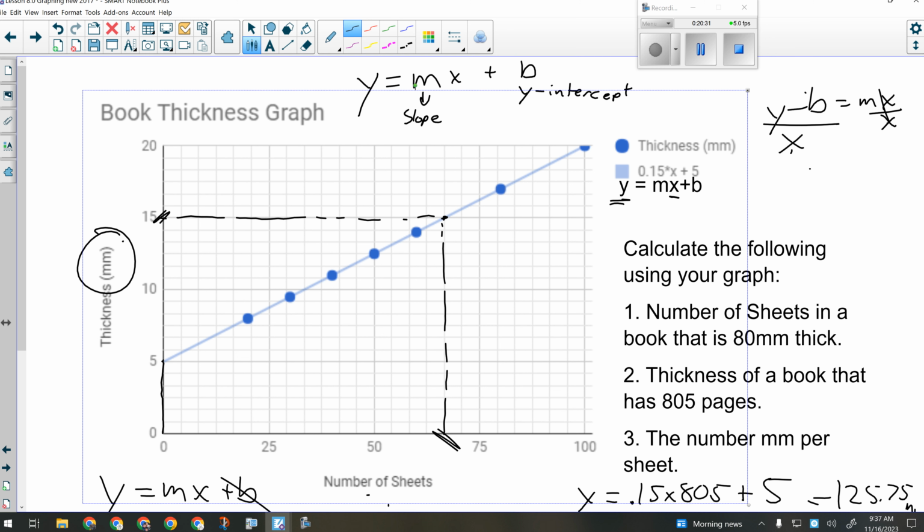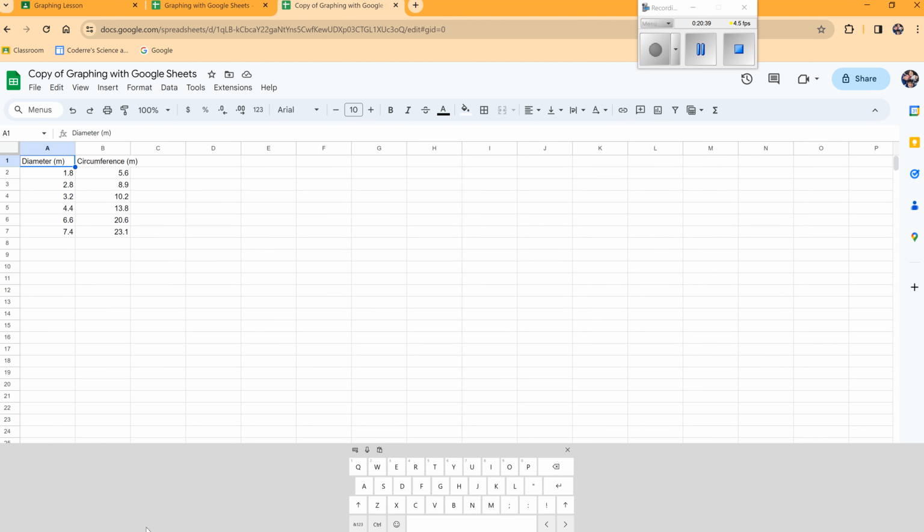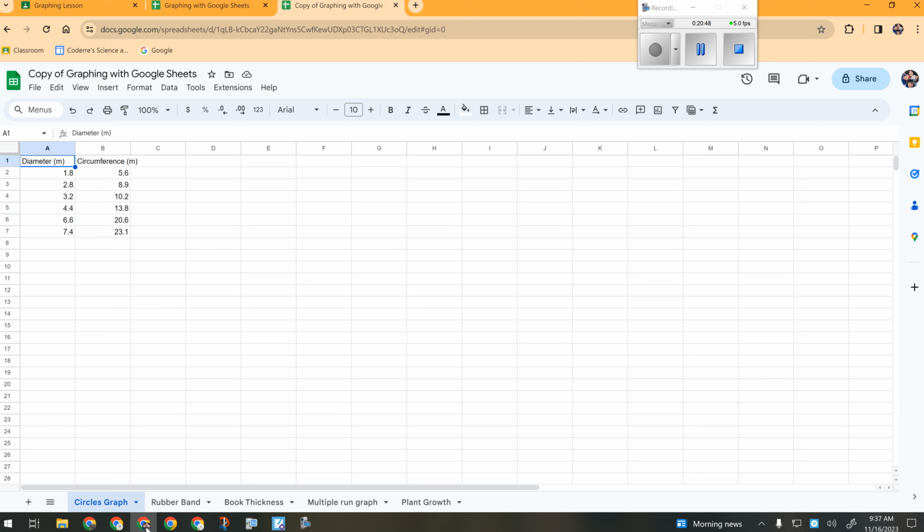I want you guys to see if you can build one of these graphs on your own. So go to the circles graph, the first one. See if you remember what I did there a few minutes ago. I'll give you a few minutes to try it on your own and then I'll quickly do it. Highlight the data, insert chart, make sure all the axes are right, put a line on there, put the equation on there.